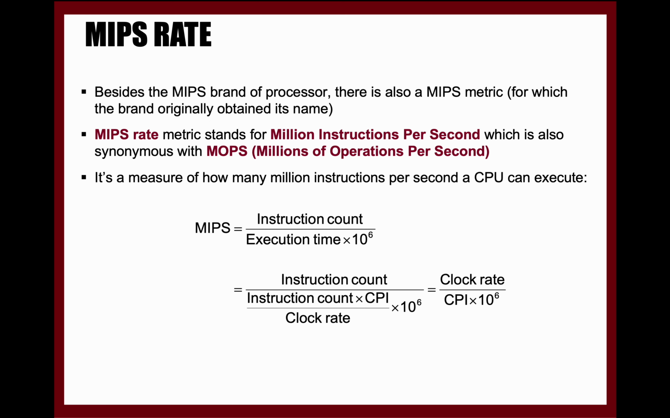And another way to represent this is MIPS equals instruction count divided by instruction count times CPI divided by clock rate, times 10 to the power of 6, which equals clock rate divided by CPI times 10 to the power of 6, where CPI stands for cycles per instruction and it represents the average number of clock cycles an instruction needs to be executed. In essence, the MIPS rate provides a standardized measure to compare different processors, helping users and engineers choose the right CPU based on their computational needs.